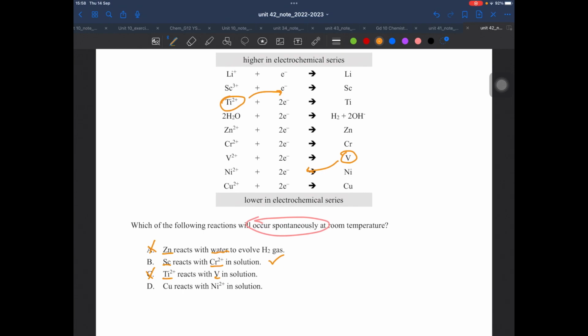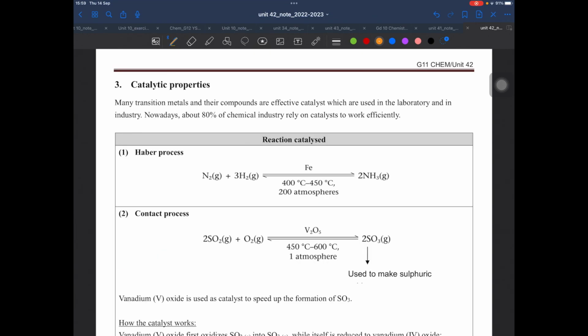So no anti-clockwise relationship. Finally, what about copper and nickel 2? Now nickel 2 is here, copper is here. So again, no anti-clockwise. Sorry for that. So the answer is easy, right? It must be B. Well, next one is the final characteristic property of transition metals.